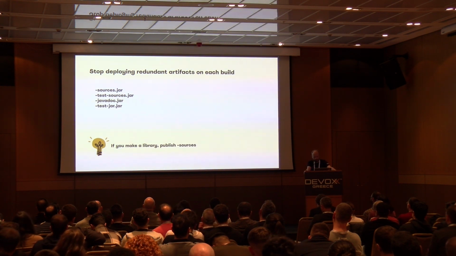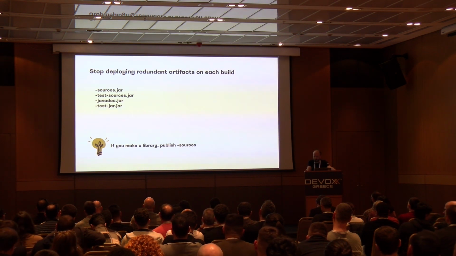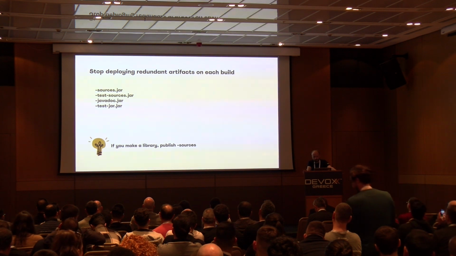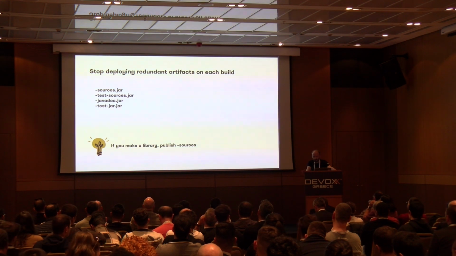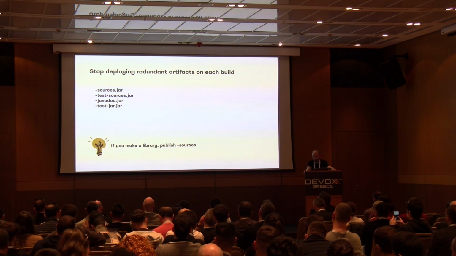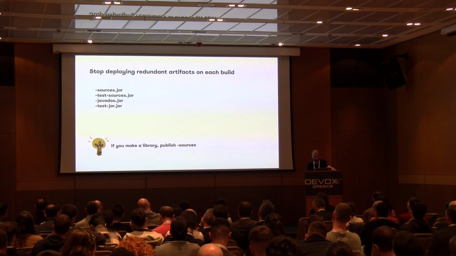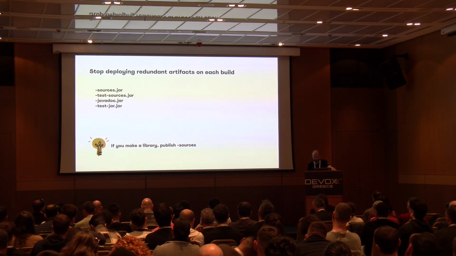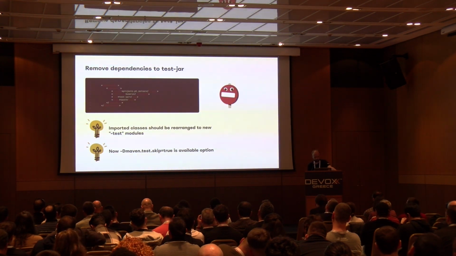Let's talk about publishing artifacts. If you're making a library, it's a must to generate source jars as well. But if you're making an application, in most cases, you should not publish jar, source jar, Javadoc, test jar, etc. Maybe only Docker images with properly cached layers. Just revisit what artifacts you are actually publishing, because this can significantly affect the speed of your build.